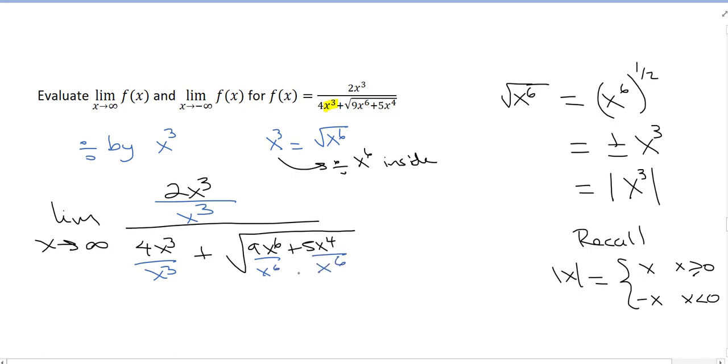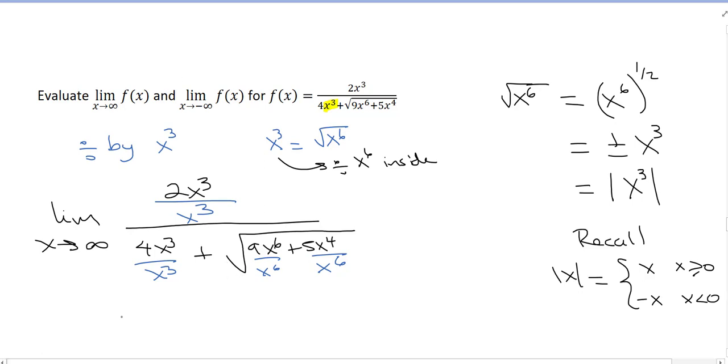So let's pause that for a second. I just want to go over that again. I can't divide by x cubed inside the radical because they're not like terms. So in order for me to divide by the x cubed, I need to put it inside a radical. x cubed is the same thing as the square root of x to the 6th. Now I can bring it in.